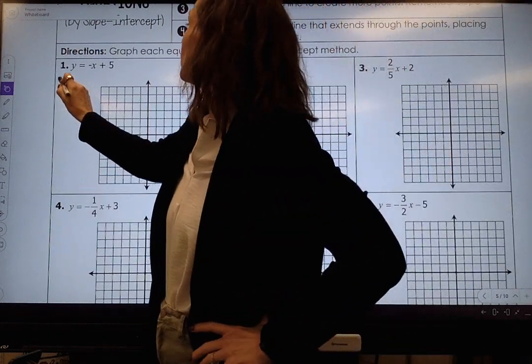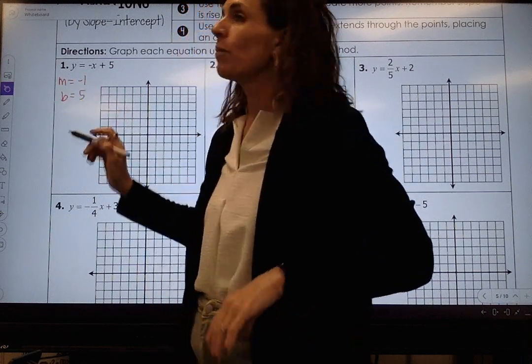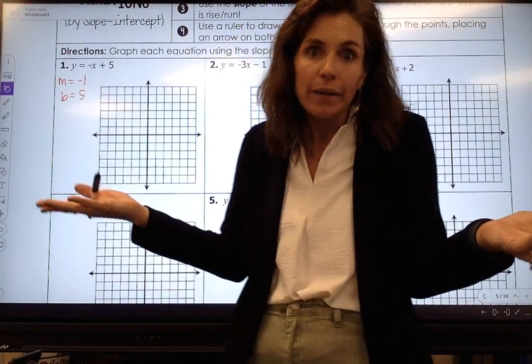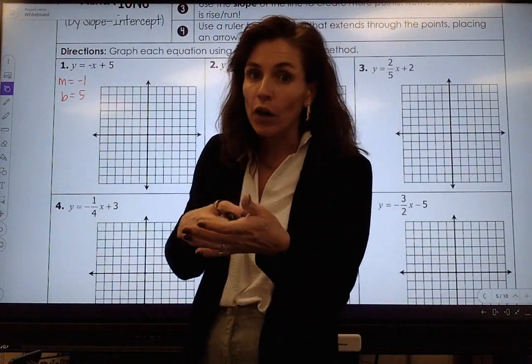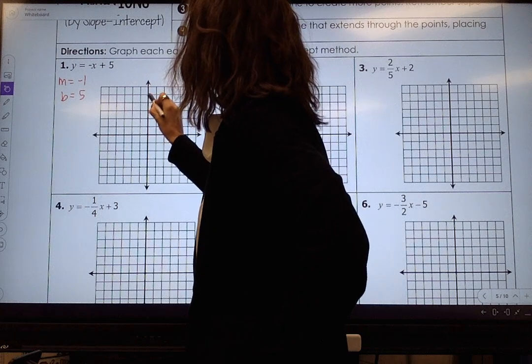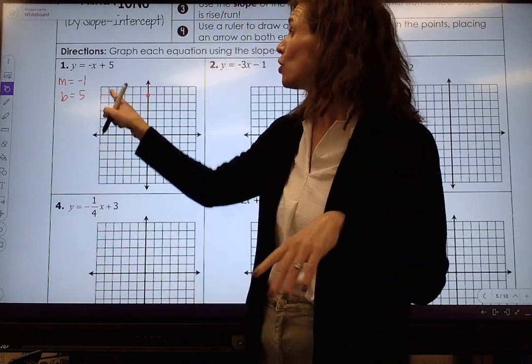So I'm going to put my slope here is -1, and my beginning point is 5. Remember, your beginning point is on the y-intercept, but I like to call it the beginning point. You always start graphing with your b. So you're going to go up to 5, 1, 2, 3, 4, 5, and you make a point loud and proud. Now, your slope is -1.